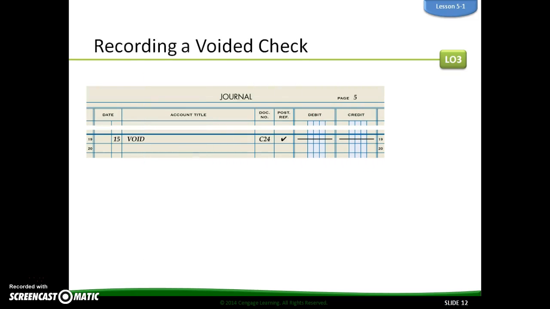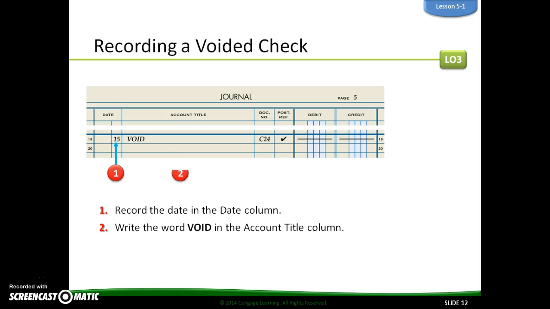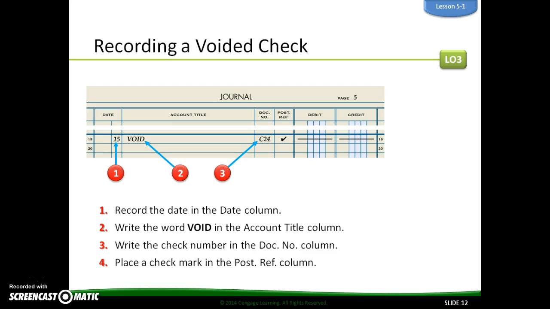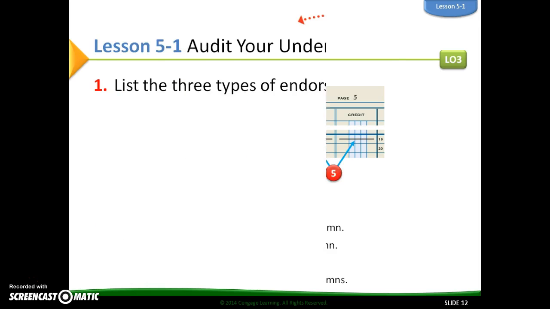Now, if you make a mistake and you need to void a check, first of all, you write void in big capital letters on the check, and then you go ahead and post in your journal that the check was voided. So you record the date that the check is voided, the check number, and then go ahead, put a check mark in the post reference column and dash out both the debit and credit lines.